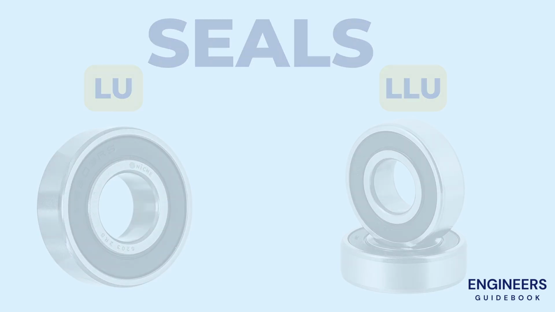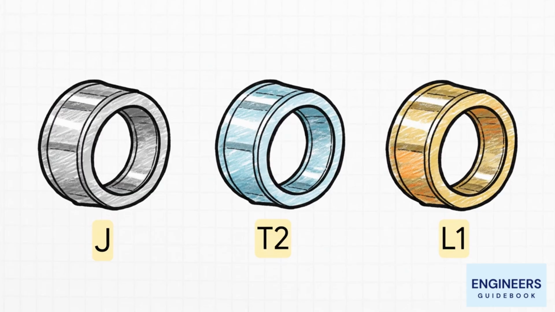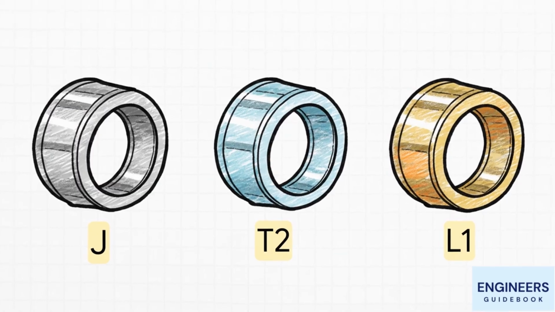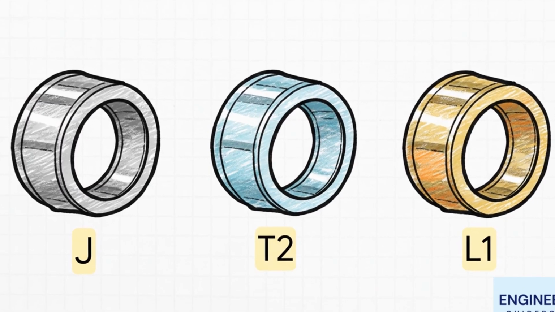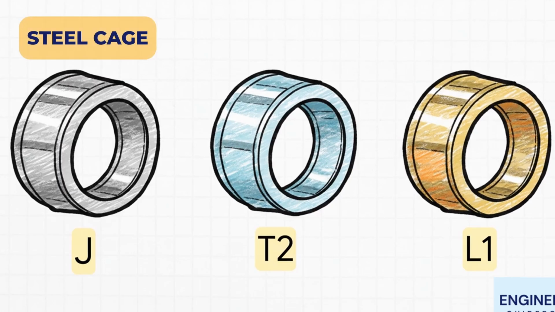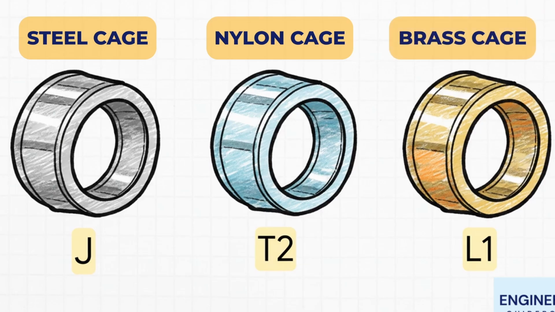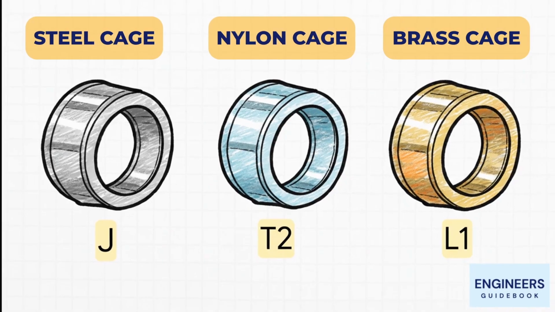Another common suffix you'll see identifies the cage, the part that holds and separates all the balls or rollers. You'll often see a J for a standard pressed steel cage. A T2 usually means a nylon cage, which is lightweight and great for high speeds, and an L1 might mean a super robust machined brass cage, the kind you see in more demanding heavy-duty applications.